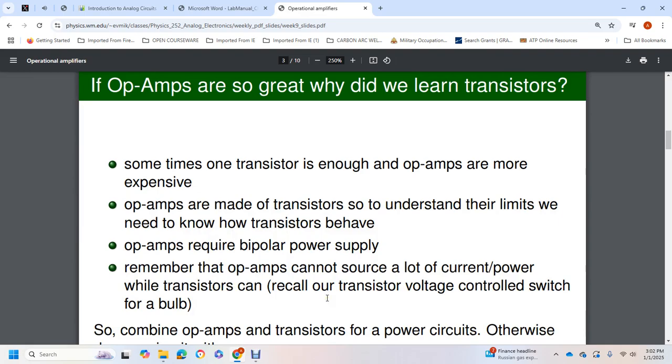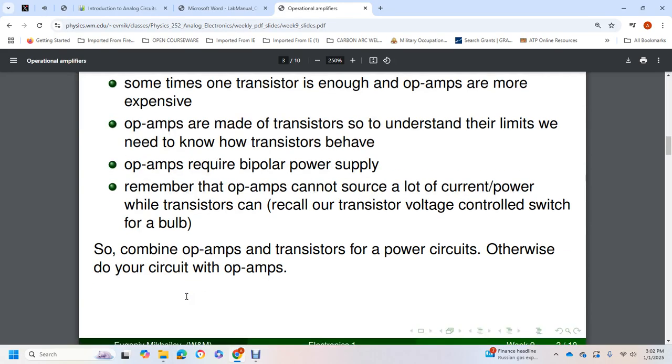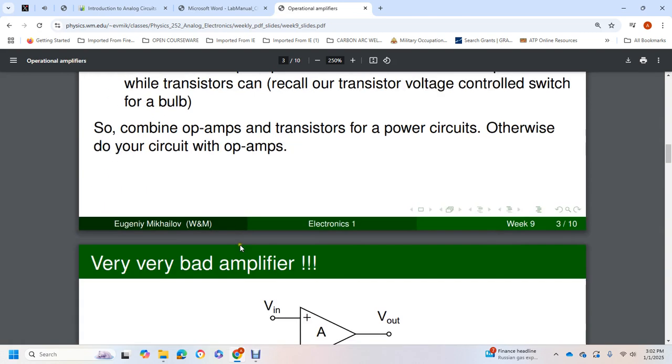The more expensive op amplifiers are made with more transistors. To understand the limits, we need to know how the transistor behaves. Operational amplifiers require a bipolar supply. Remember, the op amps cannot source a lot of current, while transistors can. Recall our transistor voltage-controlled switch for a bulb. Some combine operational amplifiers and transistors for a power circuit. Others build a circuit with the operational amps alone.